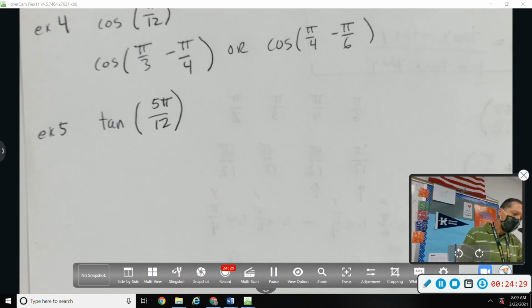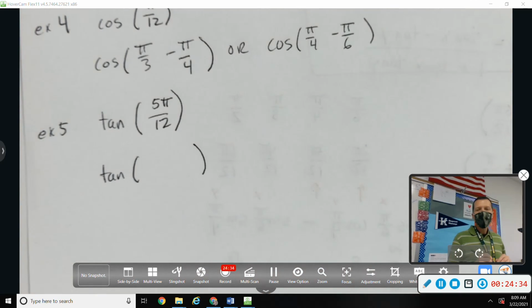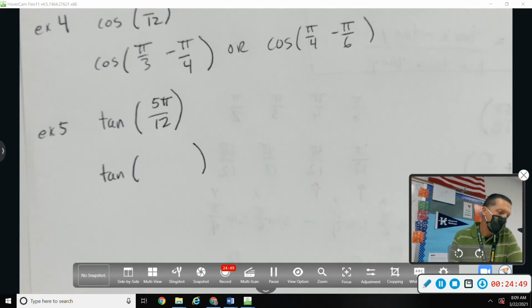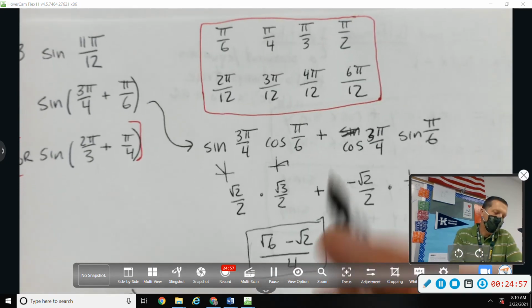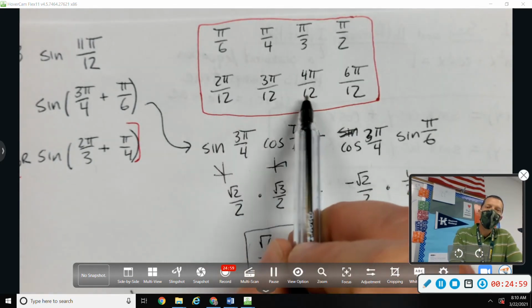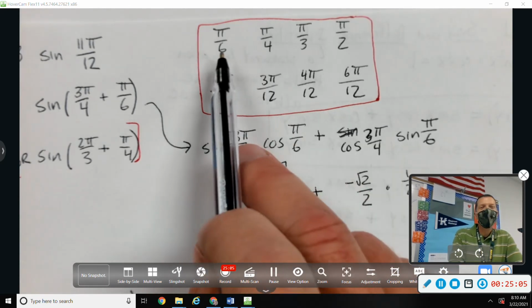So tangent of 5 pi over 12. First job is how do we rewrite 5 pi over 12? Any suggestions on how to get to 5 pi over 12? 5/12 out of these things. 6 minus 2 plus 2. So you can get there crazy ways, or you can get there the easy way and just add over 6 and over 4.